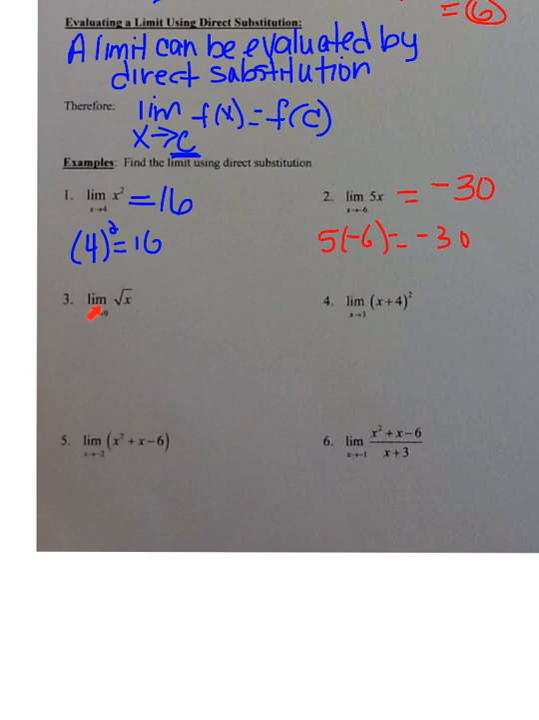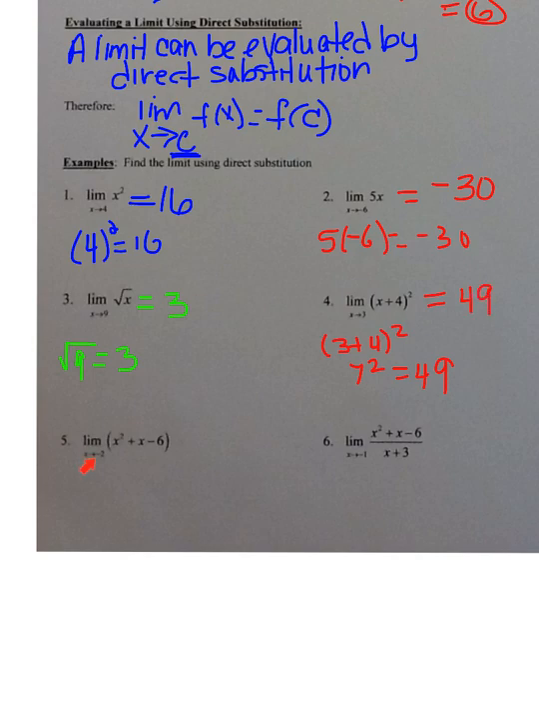Number 3, the limit as x approaches 9 of the square root of x. So again, we're going to plug in 9. So we have the square root of 9, which is 3. So the limit as x approaches 9 of the square root of x is 3. Number 4, we have the limit as x approaches 3 of x plus 4, the whole thing squared. So we have 3 plus 4, squared. That is 7 squared, which is 49. So the limit is 49.